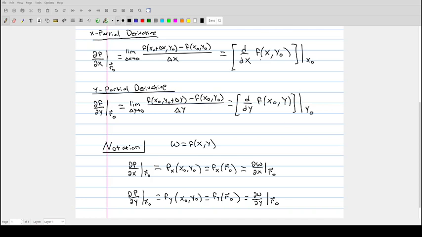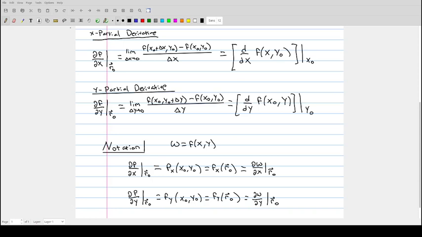So this is like saying, to get the x partial derivative, you can consider the trace of the function at y naught, and taking the normal single variable derivative of the trace at y naught will give you the partial derivative. And same thing for the y partial derivative: the y partial derivative at any point will be the normal single variable derivative of the trace of the function f along the point x naught. And we'll see what this corresponds to graphically a little bit later on in the lecture for one of our examples.